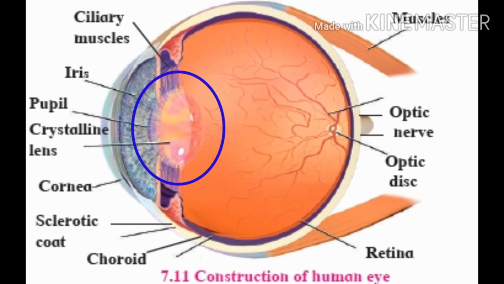The capacity of the lens to change its focal length as per need is called its power of accommodation, which is limited beyond a certain point. The minimum distance of an object from the normal eye at which it is clearly visible without stress on the eye is called the minimum distance of distinct vision, and it is 25 centimeters.